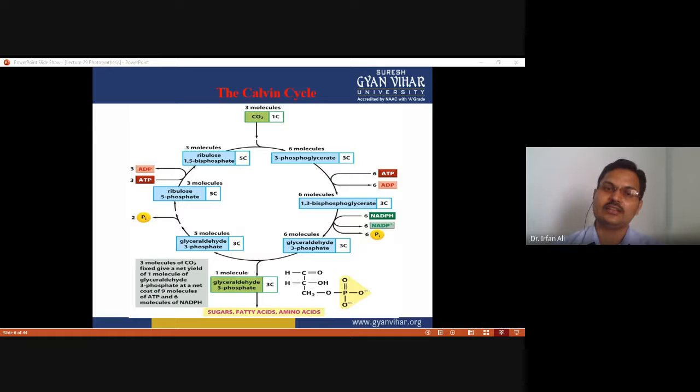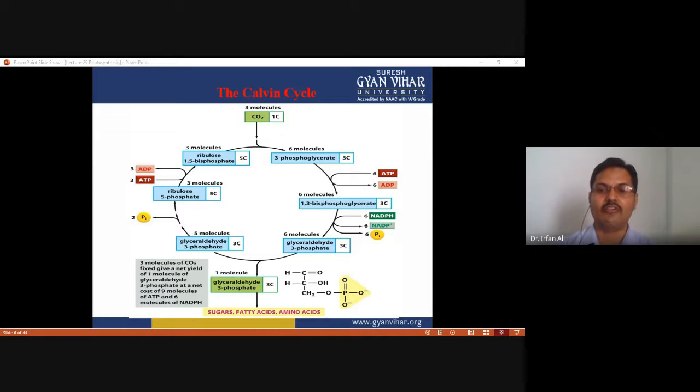But the cycle continues with the use of 5 molecules of glyceraldehyde 3-phosphate, so nothing is changed at this step. Only one molecule of glyceraldehyde 3-phosphate goes to the other step, the synthesis of sugar molecule. The cycle continues by the use of 5 molecules, and only one molecule is utilized for the synthesis of sugar.